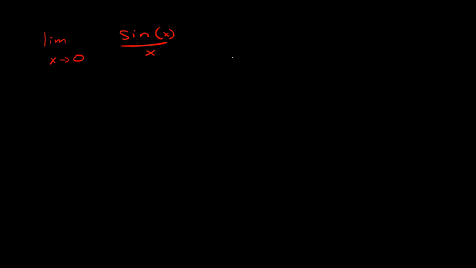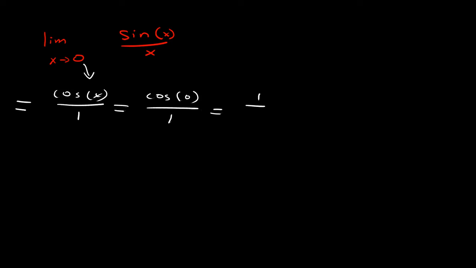Okay, so here we have our limit. We can see that if we plug in 0, sine 0 over 0 is just 0 over 0, and that's indeterminate. So we have to use L'Hopital's rule again. Differentiating the numerator gives us cosine of x. Differentiating the denominator gives us 1. Now we can use direct substitution, and we get cosine 0 over 1, which is equal to 1 over 1, which is equal to 1.